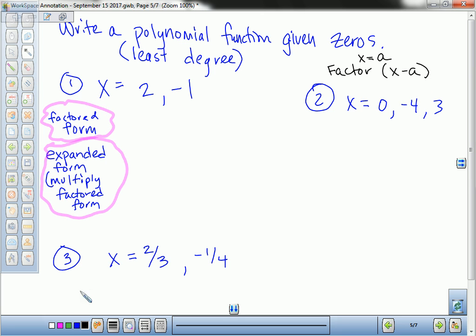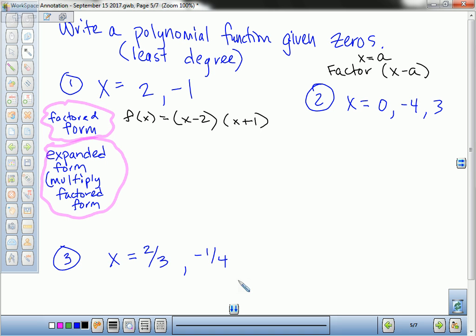So if x equals 2 is a 0, then one of my factors would be x minus 2. If negative 1 is a 0, then a factor would be x plus 1. Okay, so that's step 1. Step 1 is to create the factored form where we write it as the factors.